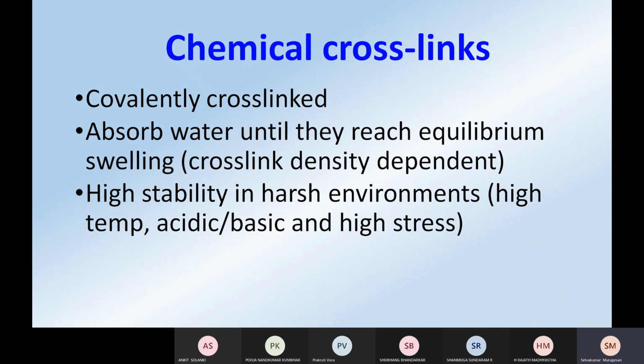Fine. So chemical cross-linking again, like a kind of chemically cross-linked hydrogel, means they absorb water until there is equilibrium swelling. They are cross-link dependent as well, and they are highly stable. Of course, as I told you, the chemical cross-link bond strength is pretty high. As a result, they can withstand any kind of harsh environment, like high temperature, acidic or basic conditions, even very high stress mechanical loads. The bond will not break. As a result, your stability will be enhanced.